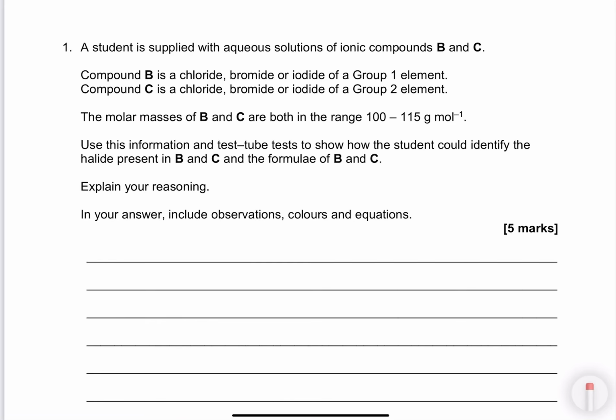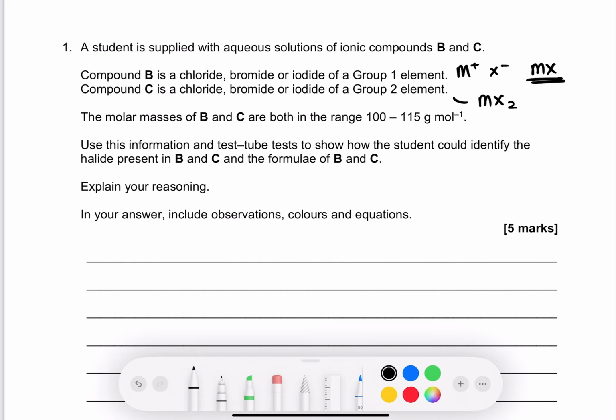A student is supplied with aqueous solutions of ionic compounds B and C. B is a chloride, bromide, or iodide of a group 1 element. So given that group 1 have 1 plus and halides are 1 minus, we're looking for something with the formula MX, whereas C is a group 2, so this would be MX2 because of the 2 plus metal ion. We know that both have an Mr in the range of 100 to 115.